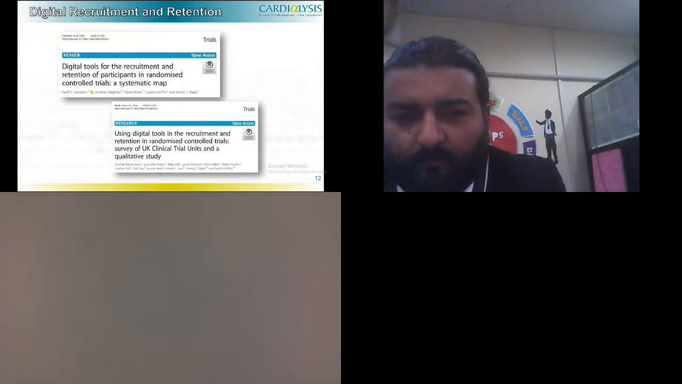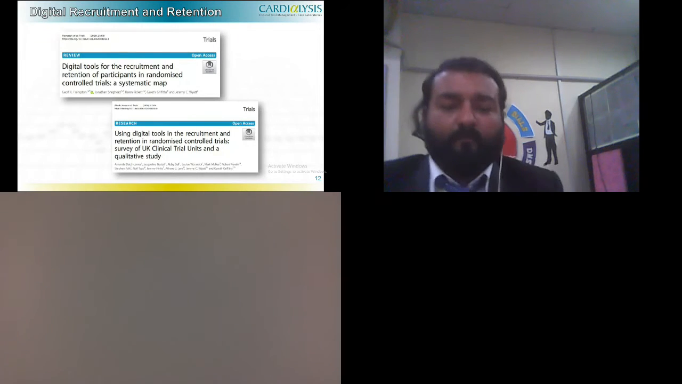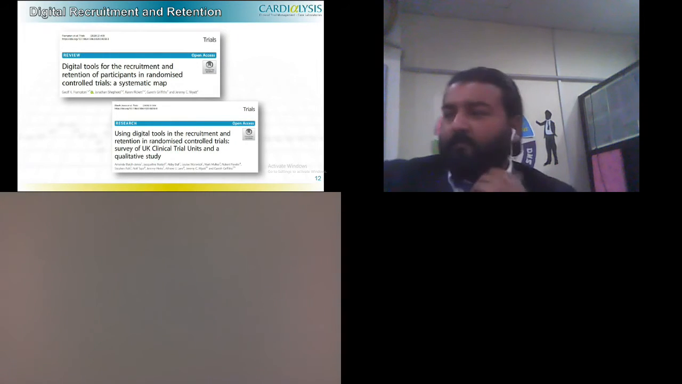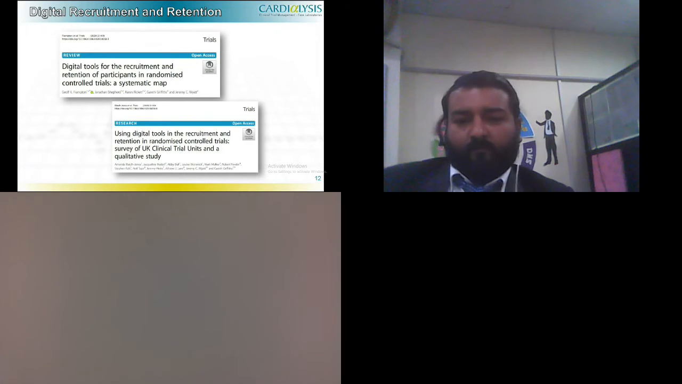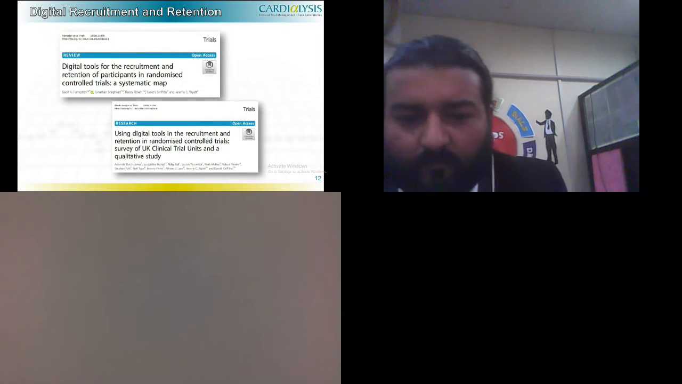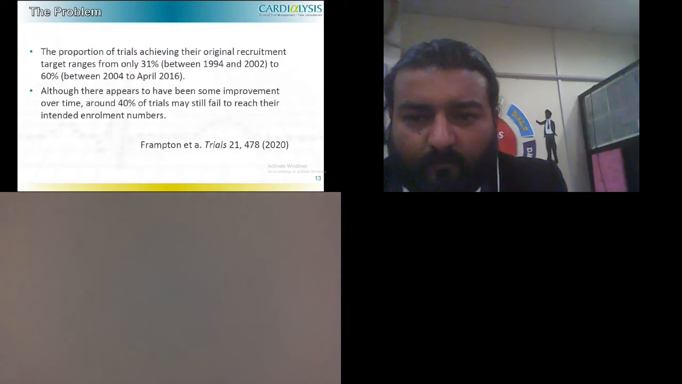I'm going to summarize two papers that were recently published. The first one shows a systematic map of digital tools for recruitment and retention. That means what is available. The second one shows how much of those are being used in the UK. And I hope to see the third one, which would be how effective the measures are, which is not yet available. The next one, please.